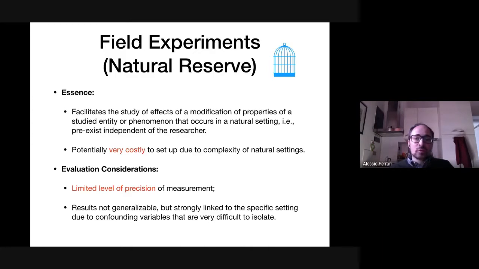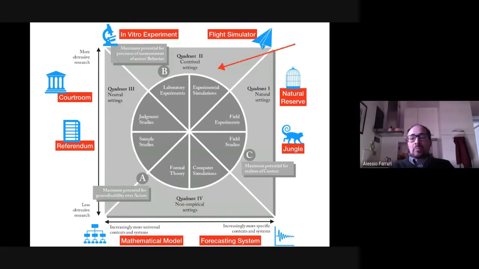This type of study is useful when you want to transform a certain setting, and it can be potentially very costly. Okay. To set up and evaluate. And again, as I said before, results are not generalizable. Okay. So these are the two types of case study, let's call them this way, in which you do either a field experiment or a field study, but still we are speaking about case studies. Okay. Also, experimental simulation may fit into case studies.